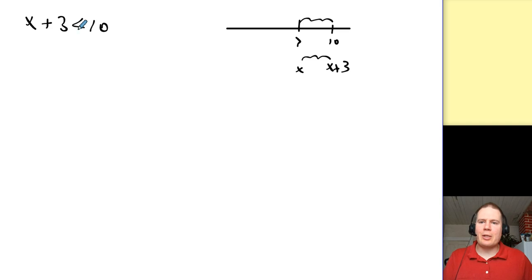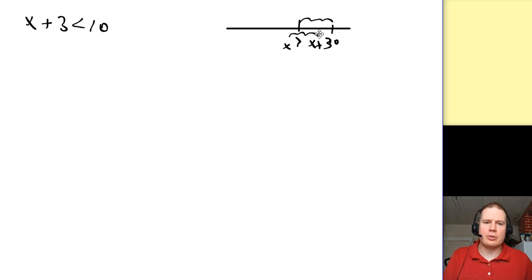But now I'm not saying x plus 3 is equal to 10. Now, x plus 3 could be over here. So when I go 3 less than that, all right, now I have x. That's still less than 7. But I don't know where x plus 3 is in comparison to 10. Maybe it's right here. And I go 3 less than that.